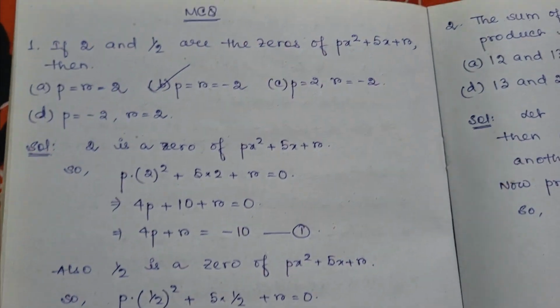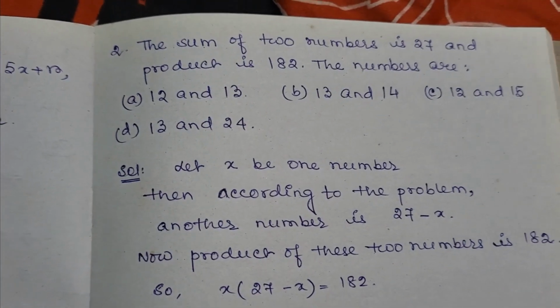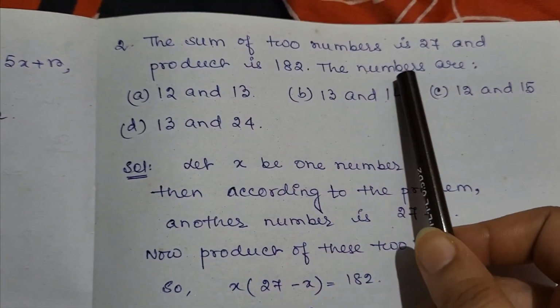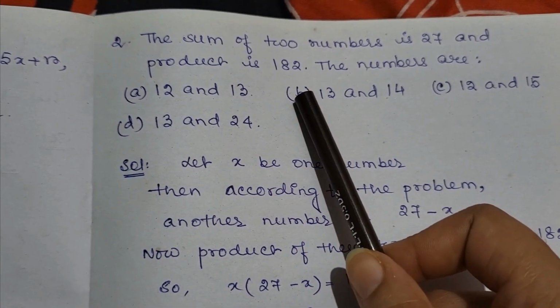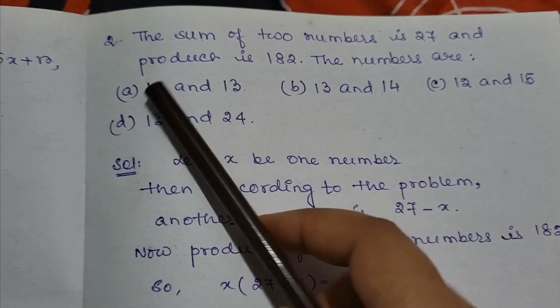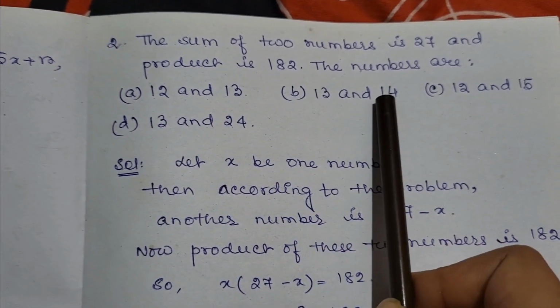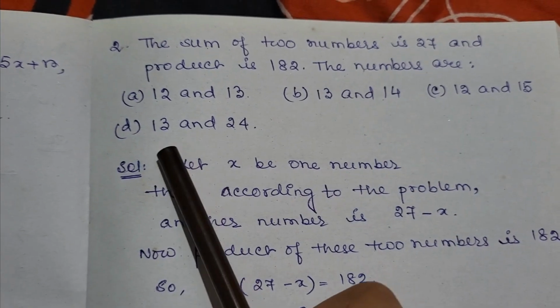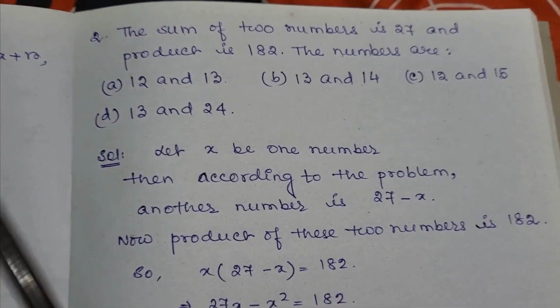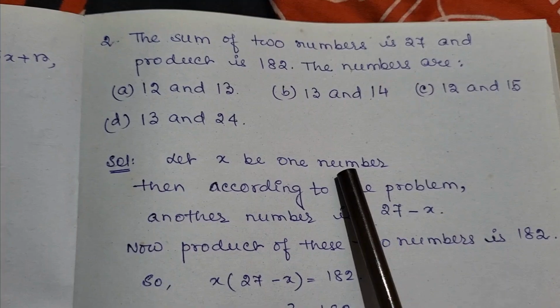Okay. Now the second one is, the sum of two numbers is 27 and the product is 182. Then what are the numbers? Is it 12, 13? Is it 13, 14? Is it 12, 15? Or is it 13, 24? Solution. Let x be one number.